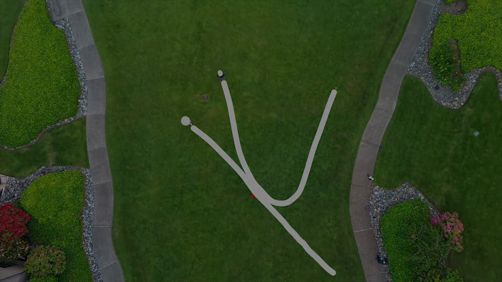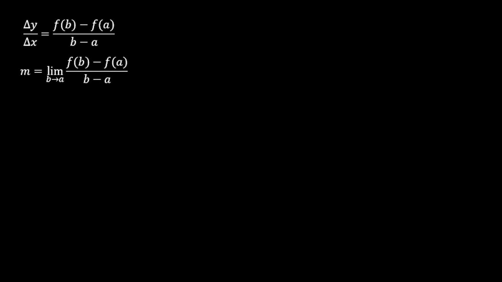We can find the slope of this tangent line using limits, because we can take our slope formula, the change in y over the change in x, which we can write as f of b minus f of a over b minus a, and take the limit of it as b approaches a, as b gets closer and closer to our point A. Then, we can make this even simpler.